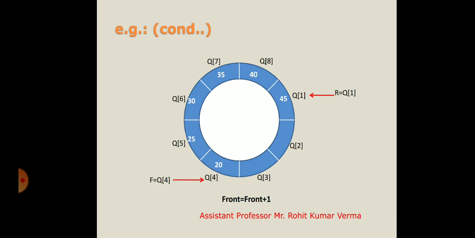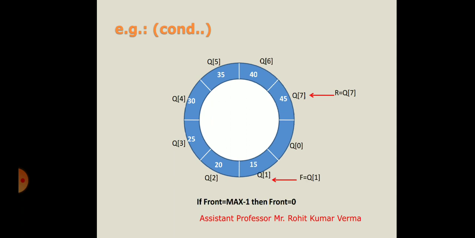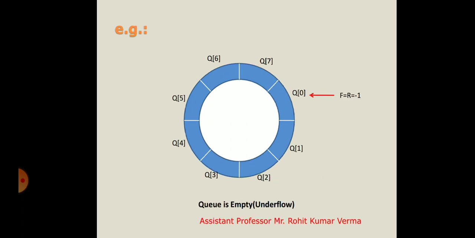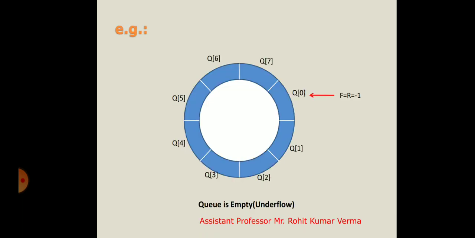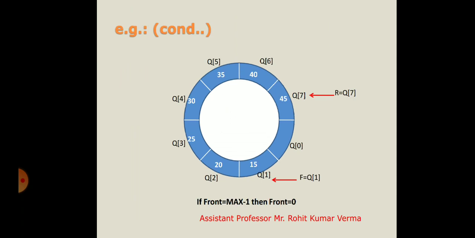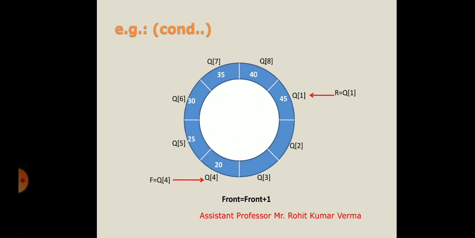Similarly, here we have our next condition, where front is equal to front plus 1. What is this? Here you can see our front is at Q1 location, and you want to delete 15. In that case, you have to move to the next location. So whenever you are deleting 15, it can move to the next location. So you can see our front is equal to front plus 1.